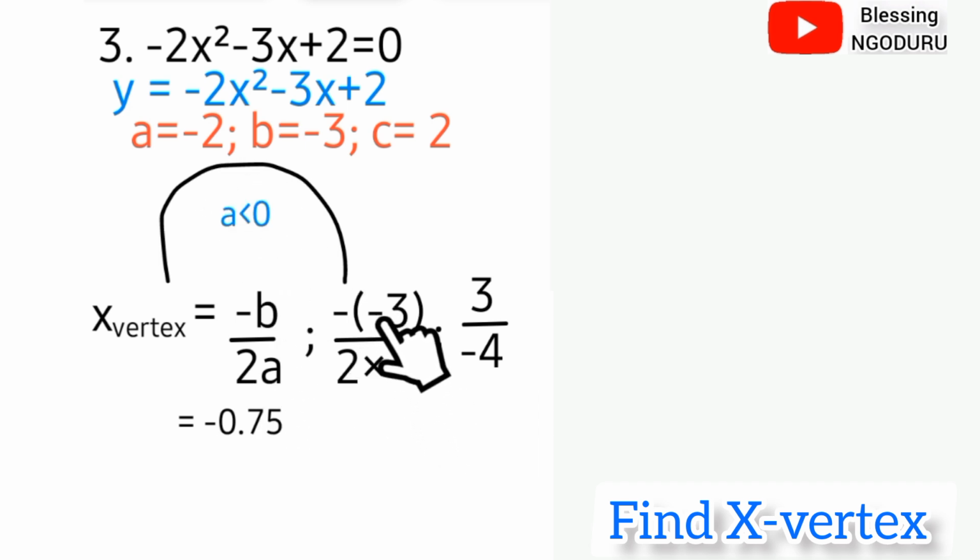Minus times minus will have plus, so the value of 3 here is positive. Divide by 2 times minus 2 gives minus 4. 3 divided by minus 4 is equal to minus 0.75. So the x vertex is minus 0.75.